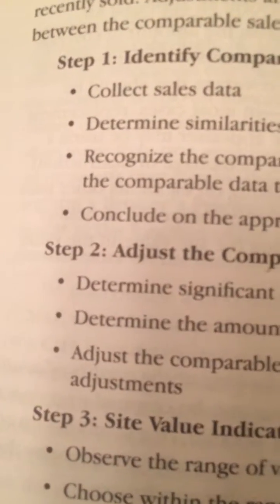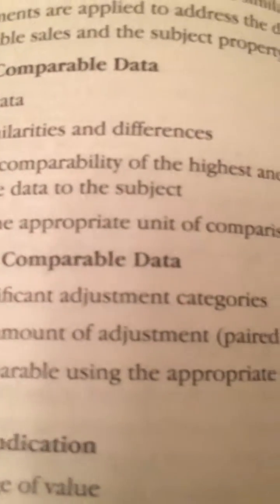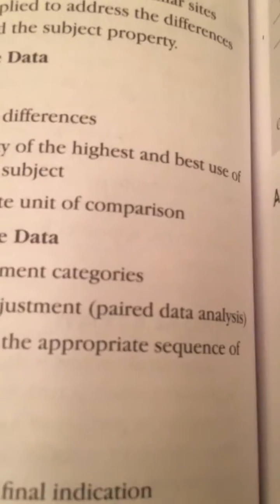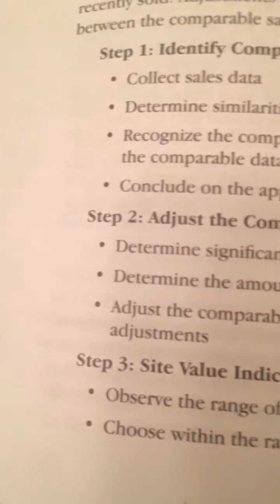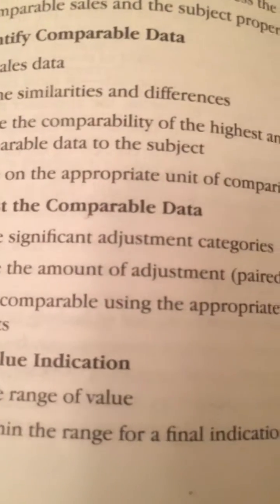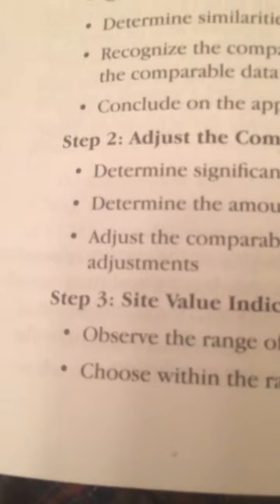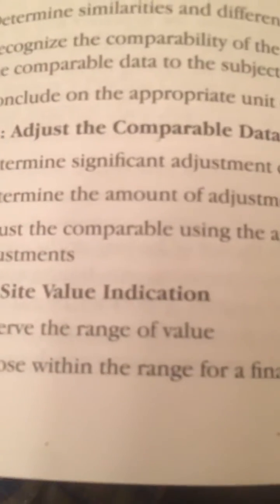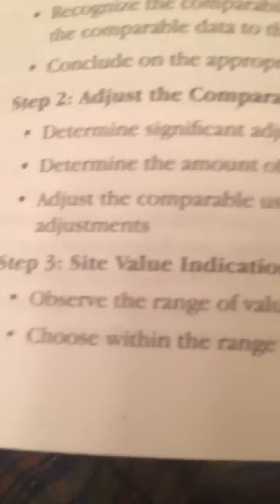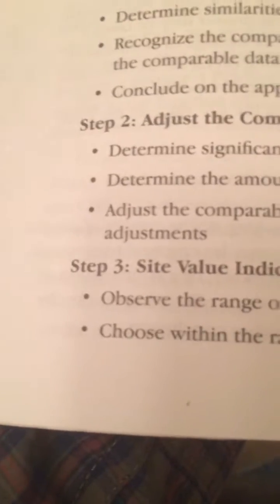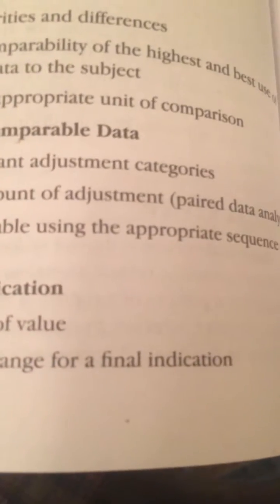Step 2. Adjust the comparable data. Determine significant adjustment categories. Determine the amount of adjustment. Paired data analysis. Adjust the comparable using the appropriate sequence of adjustments. Step 3. Site value indication. Observe the range of value. Choose within the range for a final indication.